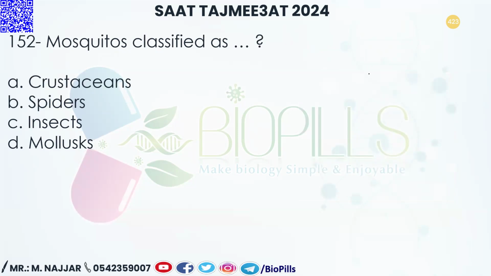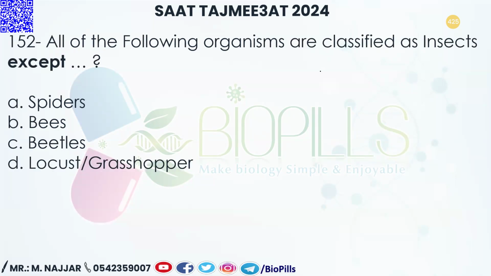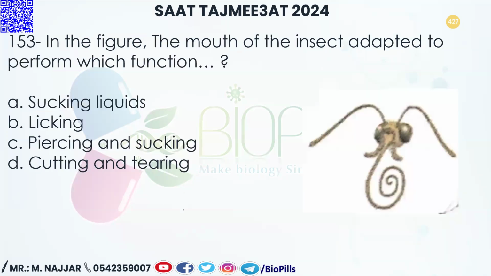Mosquitoes are classified as hexapoda, insects. All of the following organisms are classified as insects, except beetles? Tricky question. No, all of them are insects, but spider is an arachnid. Yes, exactly.